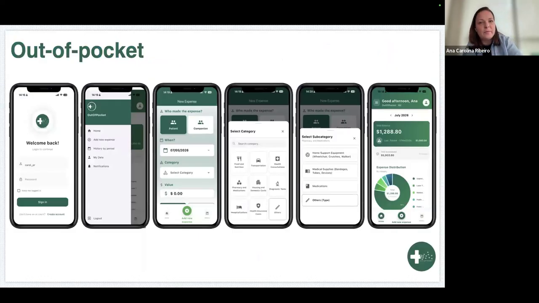This slide provides an overview of the out-of-pocket app interface. Patients can record expenses in different categories and review their costs by day, by week, or by month. This gives us a clear view of the financial burden during radiotherapy and oncologic treatment.